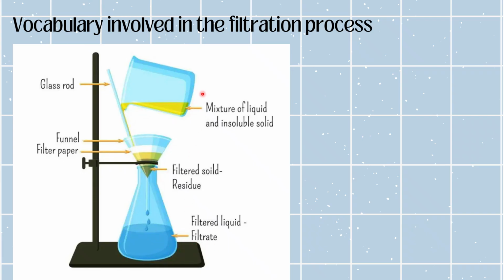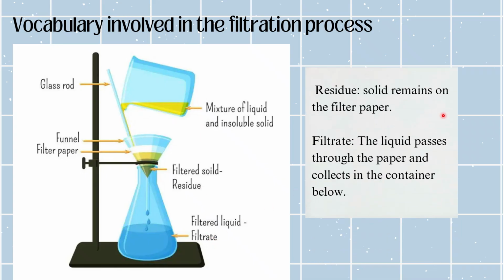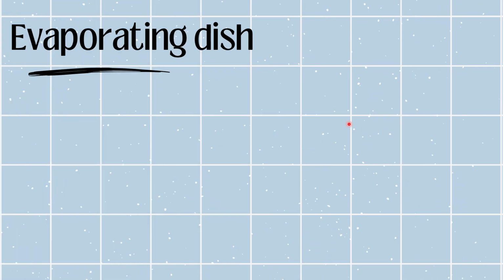So this is how the whole setup looks. The most important vocabulary to remember is this: the residue and the filtrate. Residue is the solid that remains, whereas filtrate is the liquid that remains inside the conical flask. I hope you have understood the whole process of filtration very well. Now let's move ahead and understand the next apparatus, that is the evaporating dish.